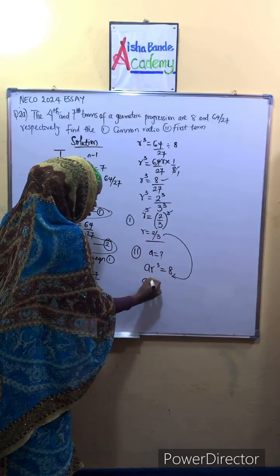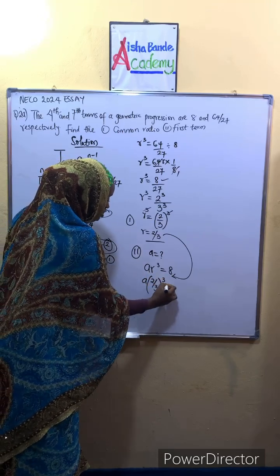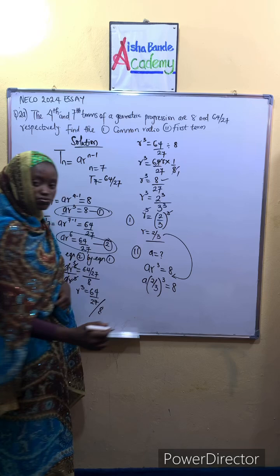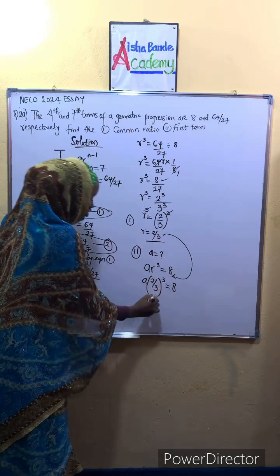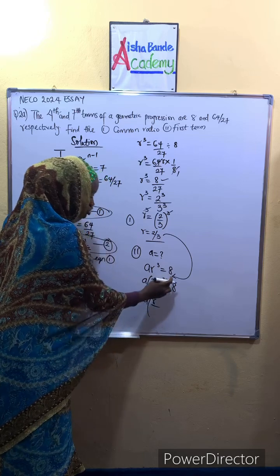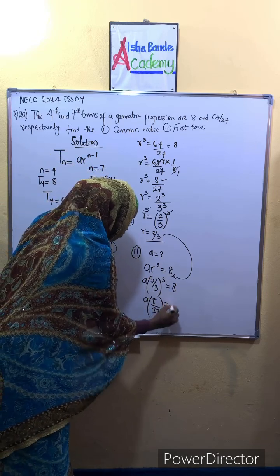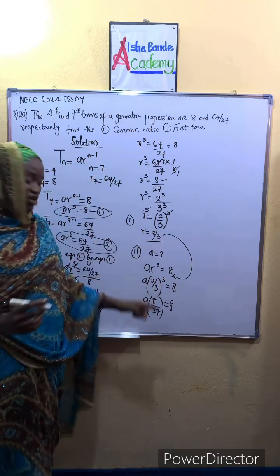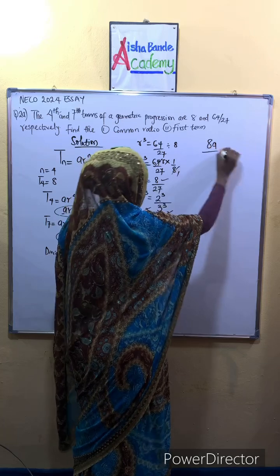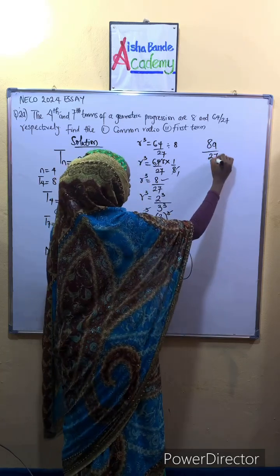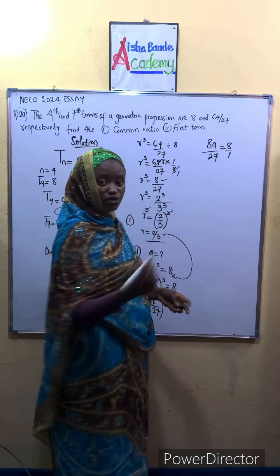So this becomes a open bracket r, which is 2 over 3, raised to the power of 3 is equal to 8. So simplifying this, we have a open bracket 2 to the power of 3 is 8 over 3 to the power of 3 is 27. So we have 27 here equals to 8. So we'll simplify this. This is a times 8 here is going to give us 8a over 27 is equals to 8. So this is the same as saying 8 over 1.